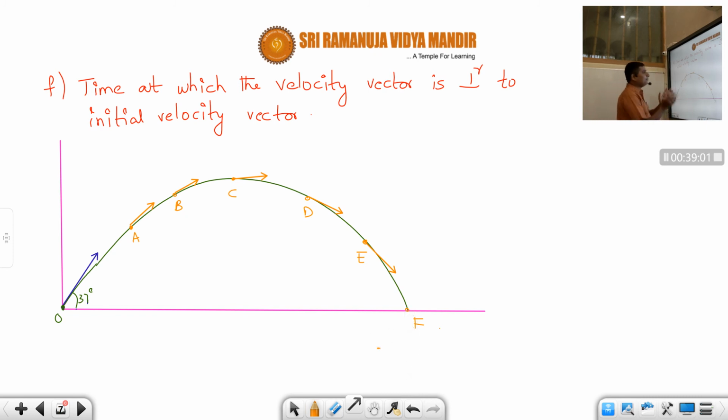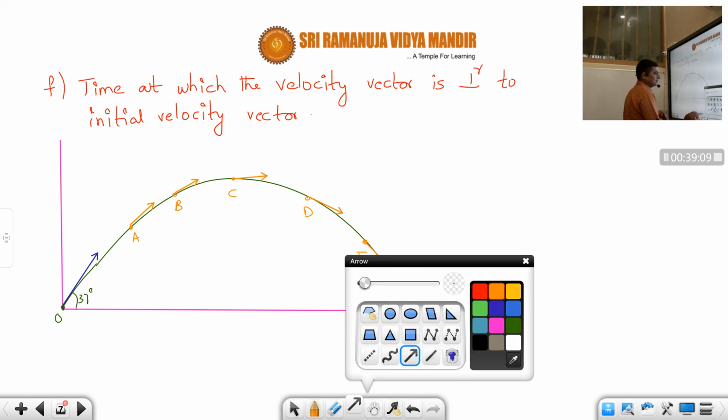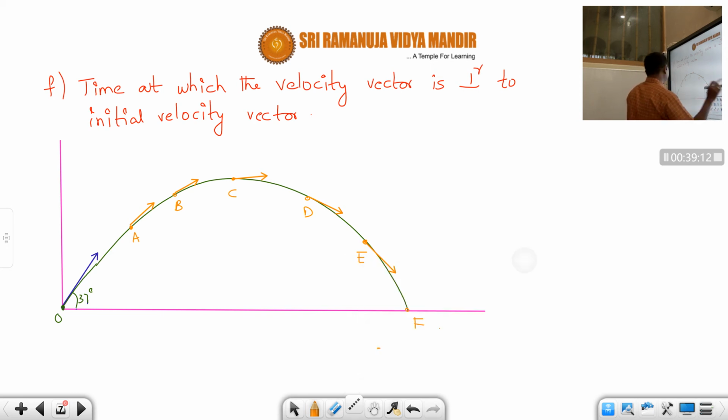Now they are asking at some point the velocity vector is perpendicular to the initial velocity vector. That means if I extend this initial velocity vector like this, the blue color is the initial velocity. Is this initial velocity vector parallel to the velocity vector at A? Is u and Va parallel? No. Let us say the velocity at B is Vb.